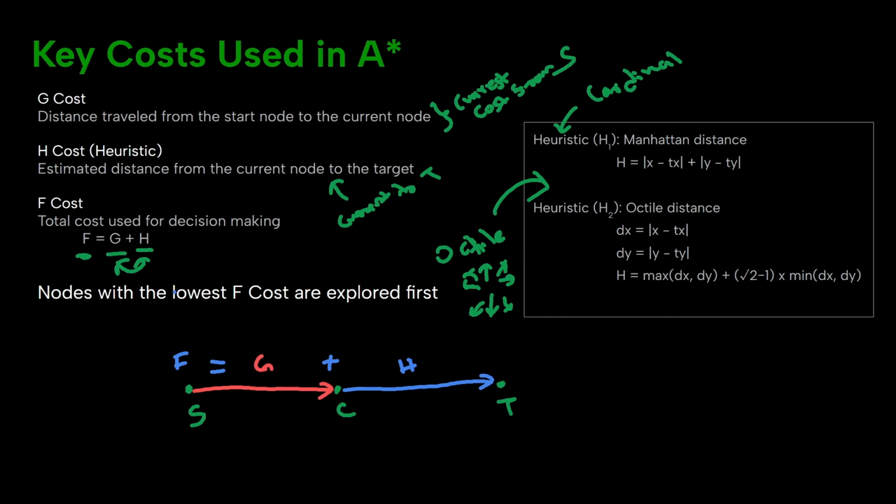Okay, and the goal of A star is basically to find the lowest F cost, right? Because there could be multiple F values or paths, but based on those paths, we have to find the shortest path, which is ultimately the optimum path, which has the lowest F cost. Okay, so that's the goal of the A star pathfinding algorithm.